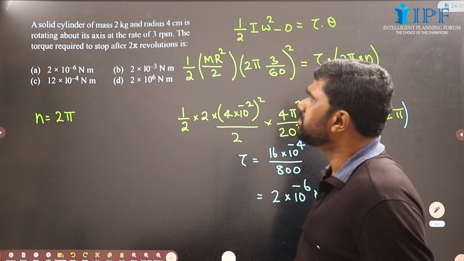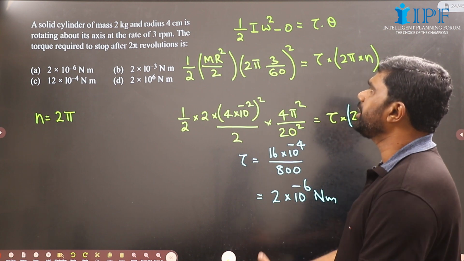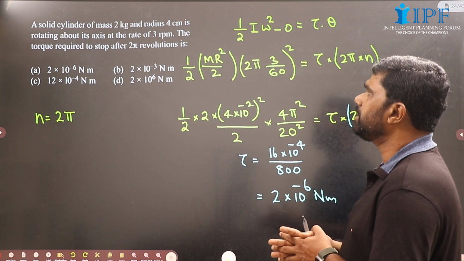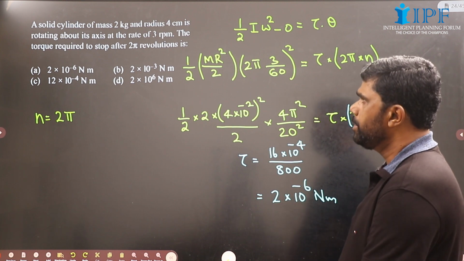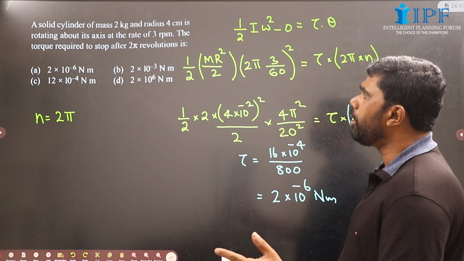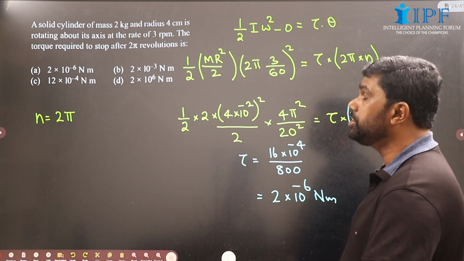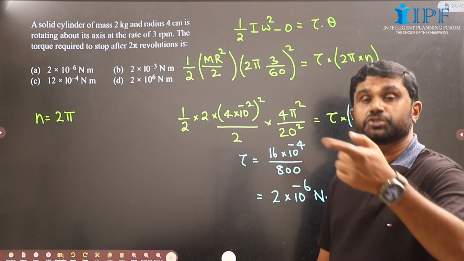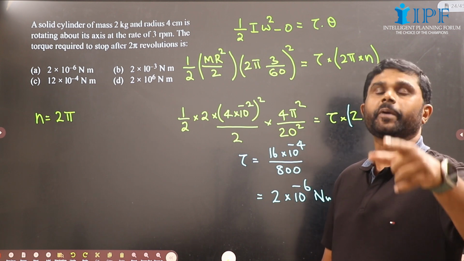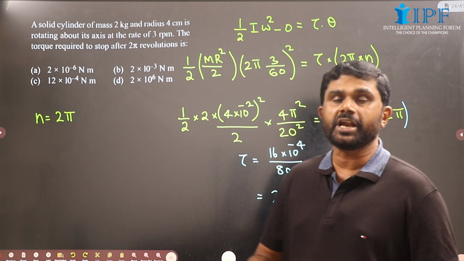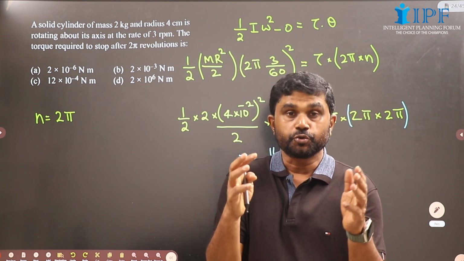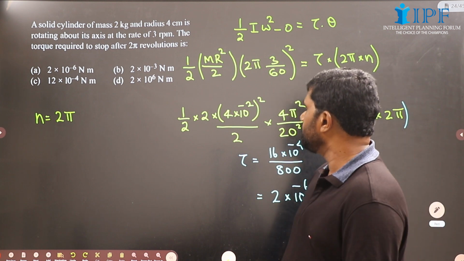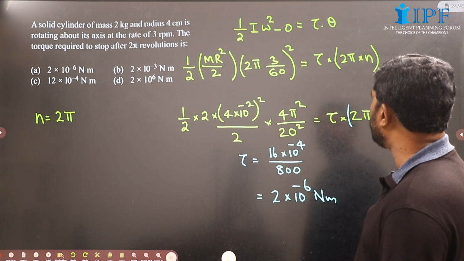A solid cylinder of mass 2 kilogram and radius 4 centimeter is rotating about its axis at the center at a rate of 3 rpm. The torque required to stop after 2 pi revolutions is, see, in each revolution it will turn through 2 pi and there are 2 pi revolutions. So the total angular displacement will be 2 pi times 2 pi, or 4 pi square. So theta will be 4 pi square.